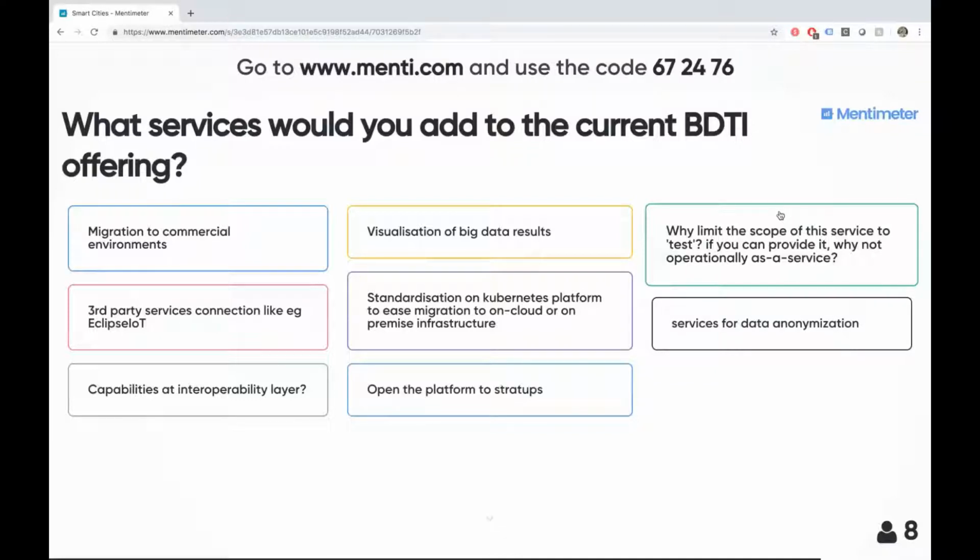We have standardization, migration to on-cloud or on-premises infrastructure, services for data anonymization, that's interesting, capabilities at the interoperability level, open the platforms to startups. Like I said, the platform is currently only provided to public administrations because it's funded by the European Commission. That's the reason the platform is for free to use. And data prediction.